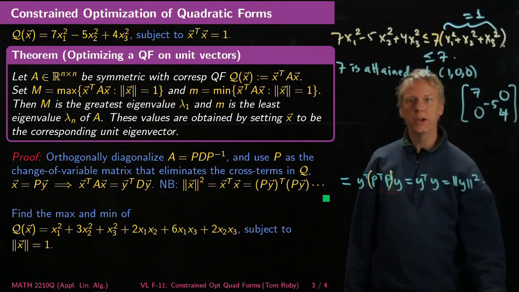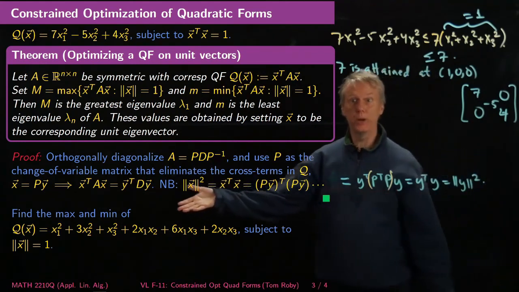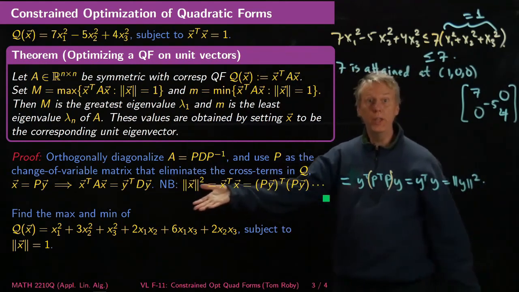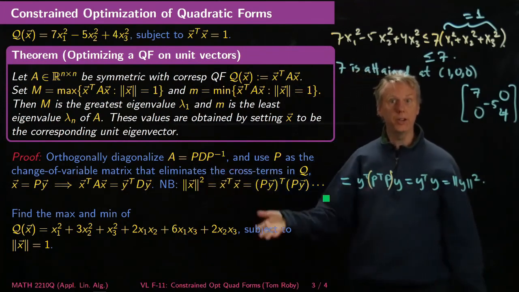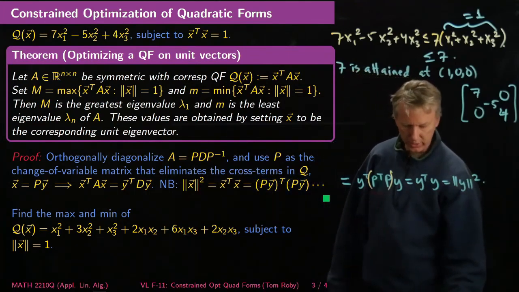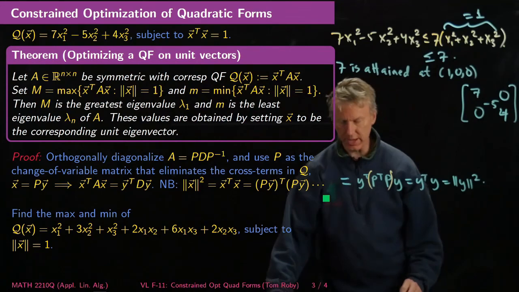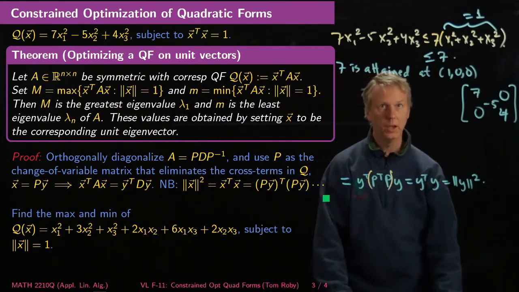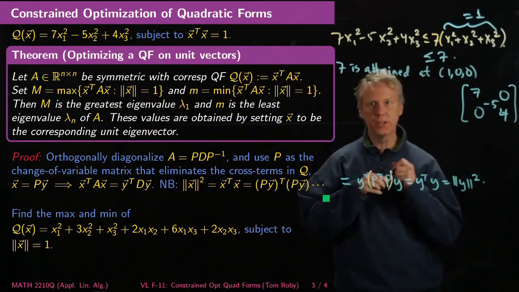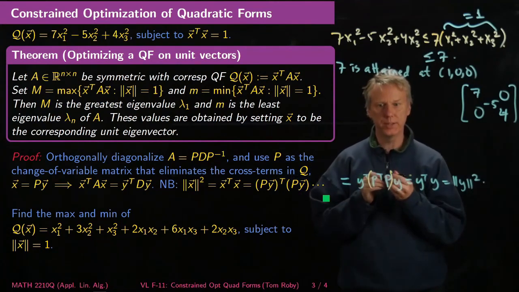Okay, so let's take one more example now. Suppose we wanted to find the max and min of this quadratic form, which is not diagonal, corresponding to a symmetric matrix that has cross terms. Well, first of all, I want to figure out what the corresponding matrix is.